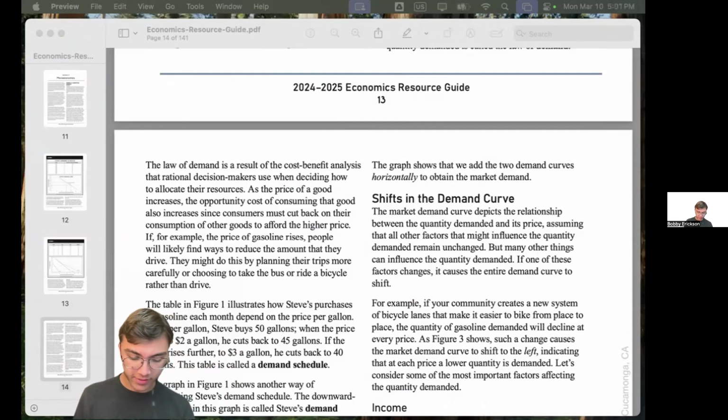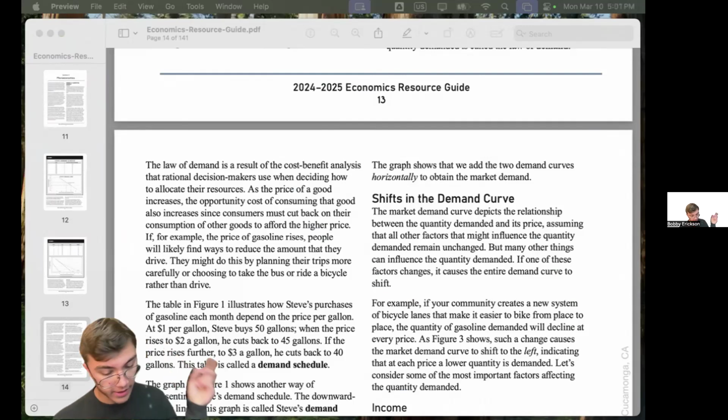The example they give is that if the price of gasoline rises, then people may find ways to reduce the amount they drive. Because they could be spending money on other things, they'll choose, oh, I'm not going to drive as much because my opportunity cost is too high for me to be willing to buy gas as much. They can do this by planning trips more carefully or choosing to ride the bus, and so forth, ways that you avoid driving.